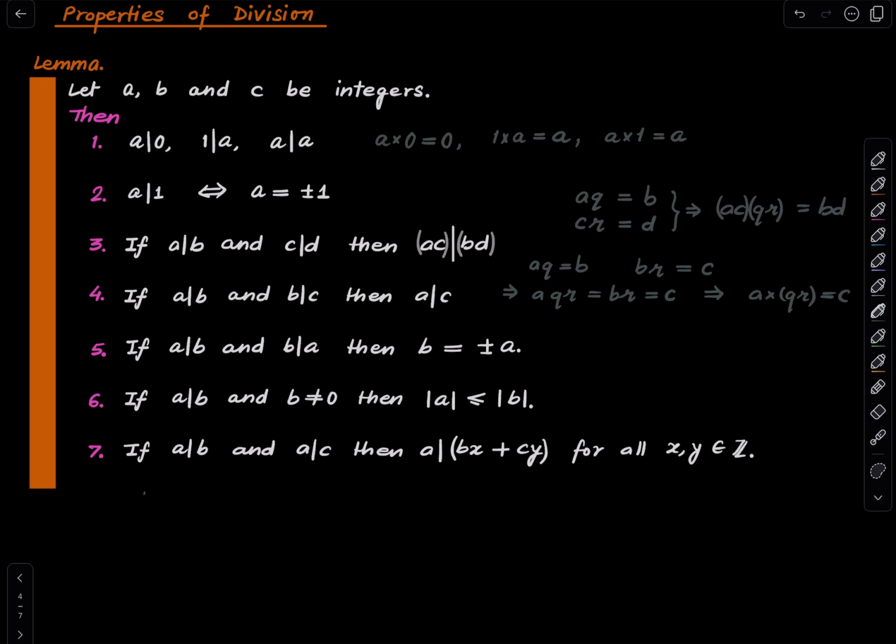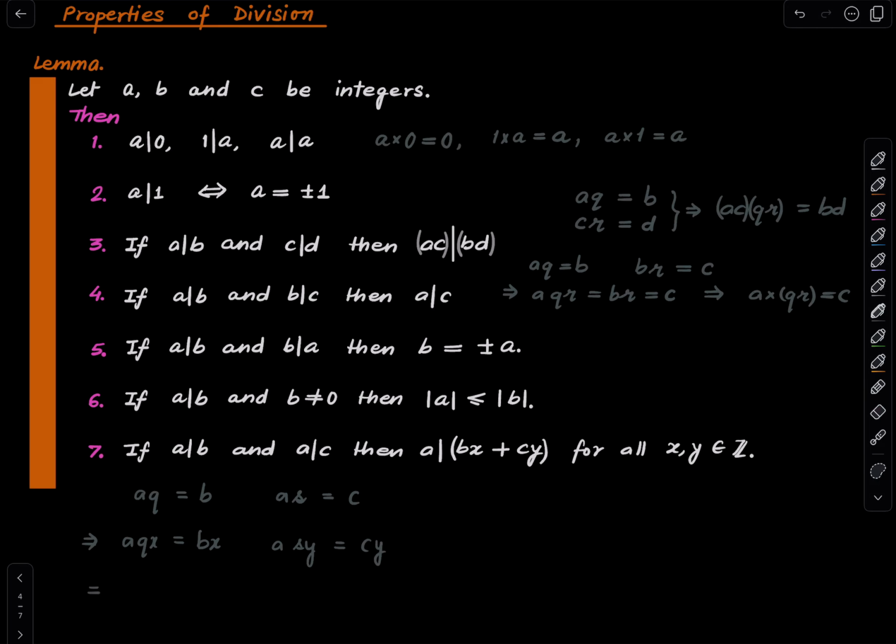Since A divides B, we know that there is some Q for which this equation holds. Since A also divides C, there is some S for which this holds. Multiplying the first equation by X, we obtain this equation that AQX is BX. Multiplying the second equation by Y, we get ASY is CY.